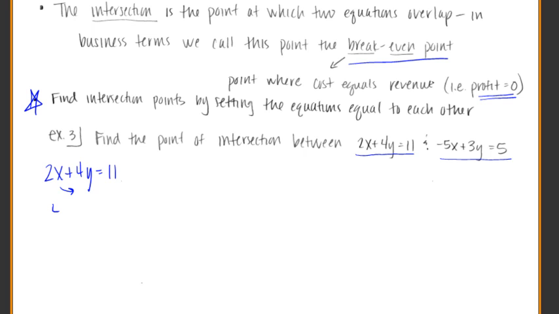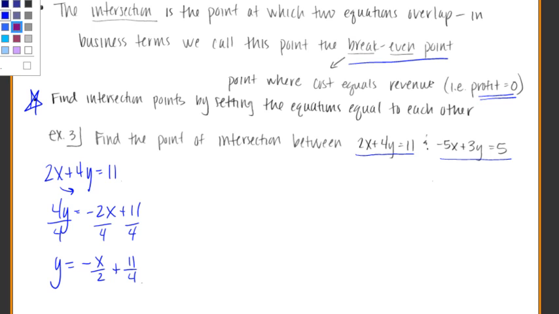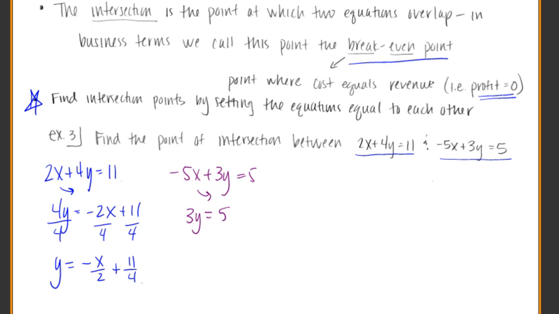Let's move the x's over. We'll get 4y is equal to negative 2x plus 11. And let's divide everything through by 4. So I have y is equal to negative x over 2 plus 11 over 4. Okay, so that's the first equation. Now let's do the same thing with the second equation. We've got negative 5x plus 3y is equal to 5. Move that guy over, so 3y is equal to 5x plus 5. Dividing by 3 on everything to make sure we follow all of our rules, we get y equals 5x over 3 plus 5/3.